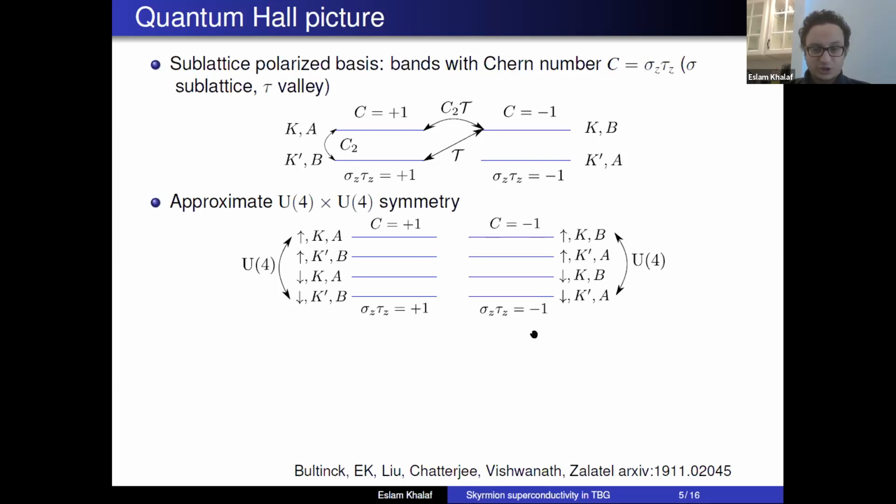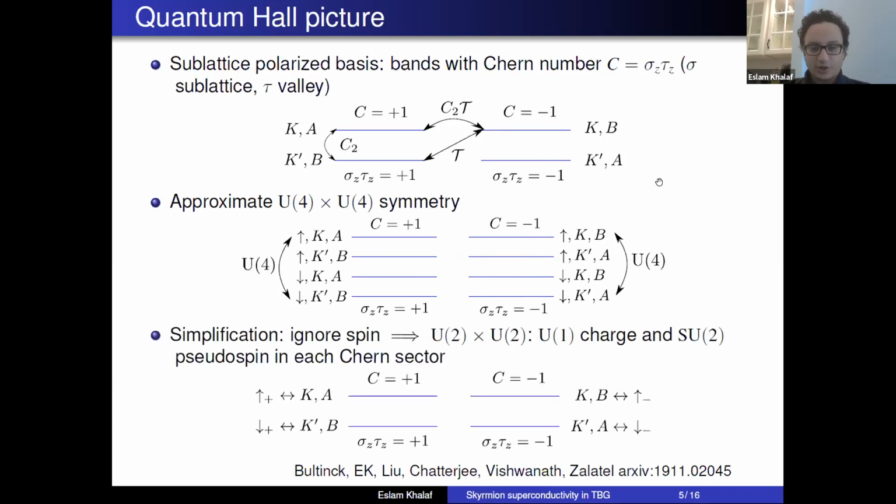look at one of the Chern sectors, we actually have 4 bands labeled by spin, valley, and sublattice, which have the same Chern number and which have an approximate U4 symmetry that relates them. The main difference from a multi-layer quantum Hall system is that here we have another quantum Hall system that lives in an opposite magnetic field that's related by time reversal symmetry. And this difference makes the system pretty unique.